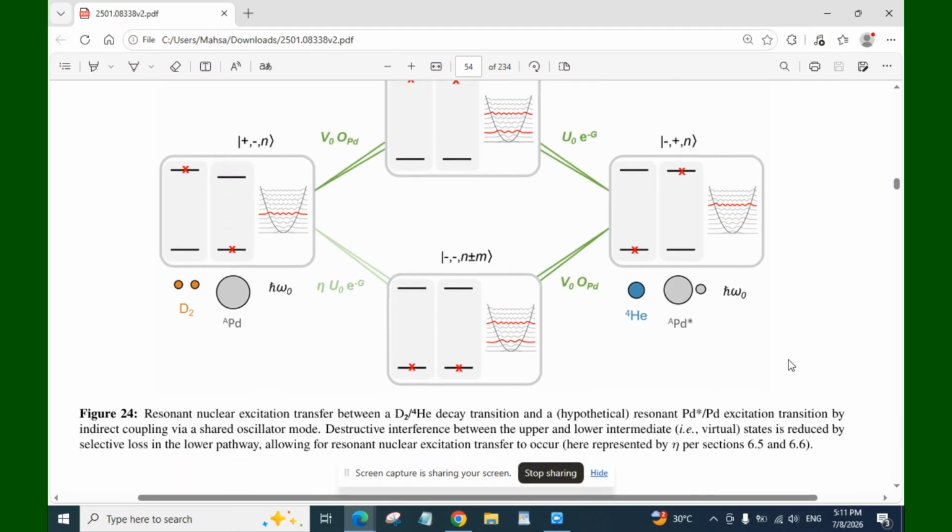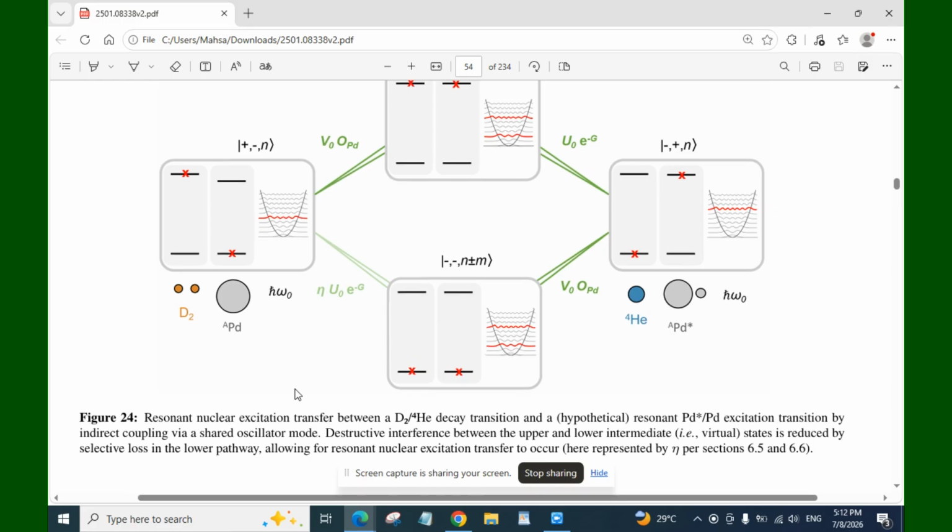Figure 24 illustrates resonant nuclear excitation transfer between the deuterium and helium-4 decay transition and a hypothetical resonance palladium star per palladium excitation transitions by indirect coupling via a shared oscillator mode. Destructive interference between the upper and lower intermediate virtual states is reduced by selective loss in the lower pathway, allowing for resonant nuclear excitation transfer to occur here, represented by eta, per sections 6.5 and 6.6.